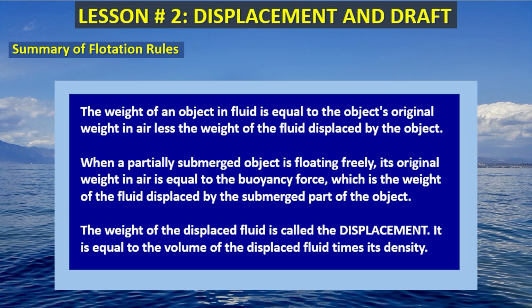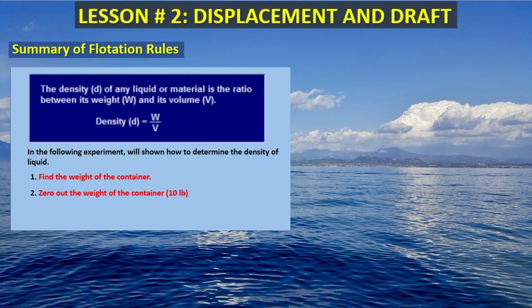When a partially submerged object is floating freely, its original weight in the air is equal to the buoyancy force, which is the weight of the fluid displaced by the submerged part of the object. The weight of the displaced fluid is called displacement. It is equal to the volume of the displaced fluid times its density.